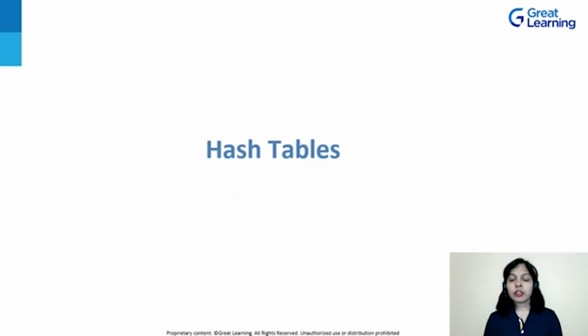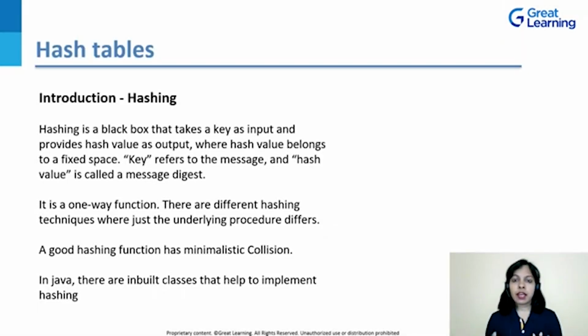Now let's talk about the concept of hash tables. So what is a hash table? How is this hash table implemented in Java? Now before understanding all that, we have to understand what is hashing. Because hashing is a concept which is utilized when we talk about implementation or coding of hash tables or hash map and so on.